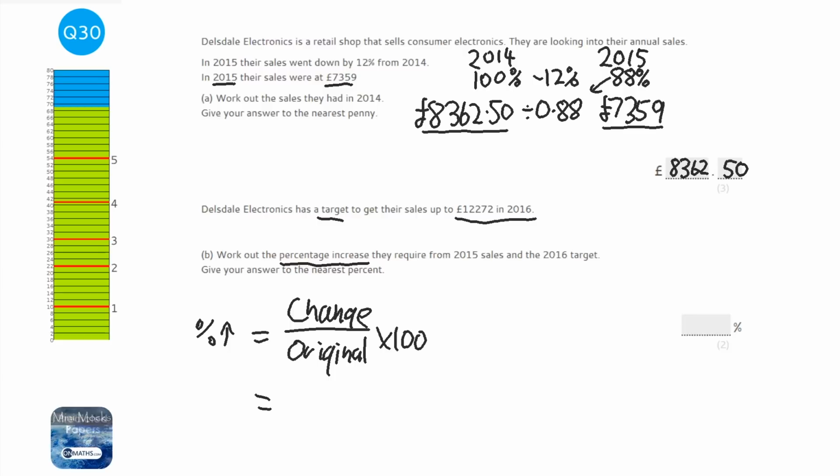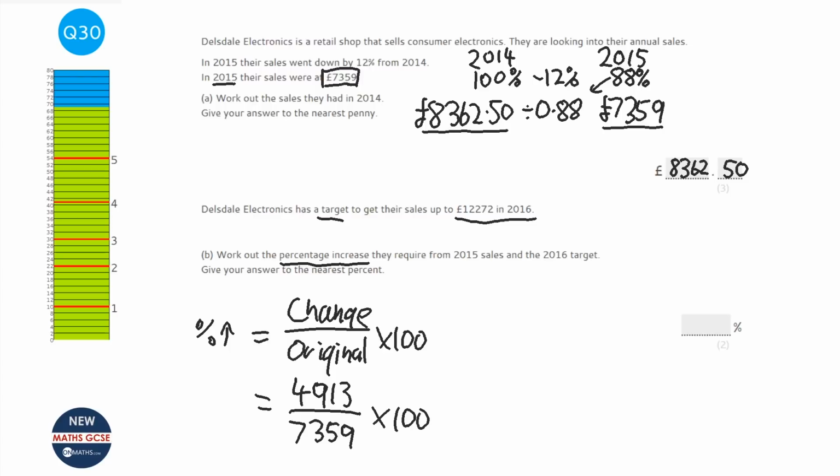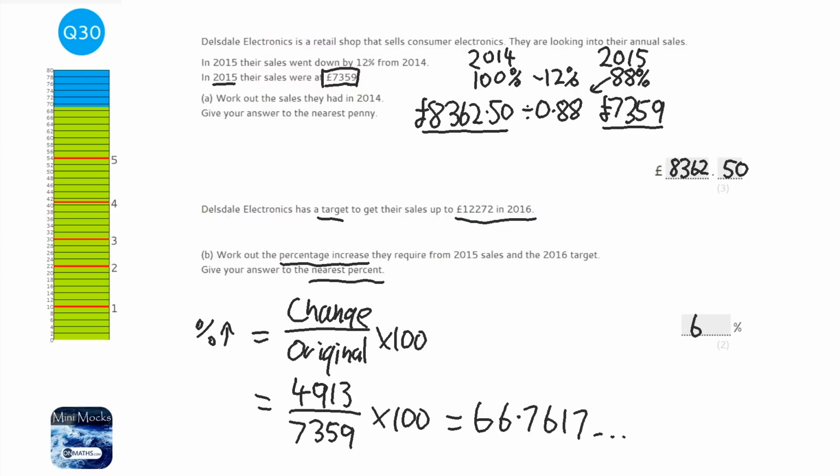So the change, well, that's going to be 12272, take away the 2015 sales, so that's that one there, 7359. So they're looking for it to change by 4,913. The original was at 7,359, and we need to times by 100. So I'm going to divide that by 7359, times it by 100. And that gives me 66.7617 and so on. So that's to the nearest percent, so that's going to be 67%.